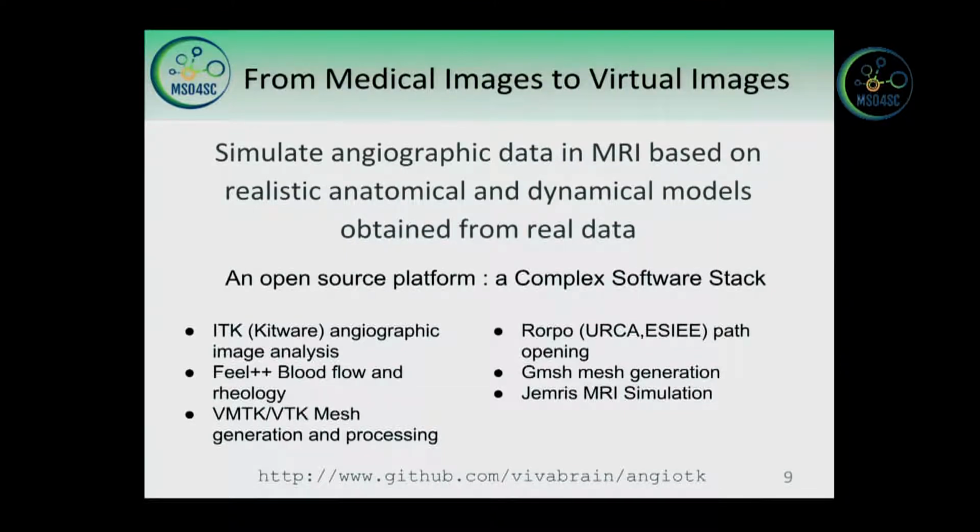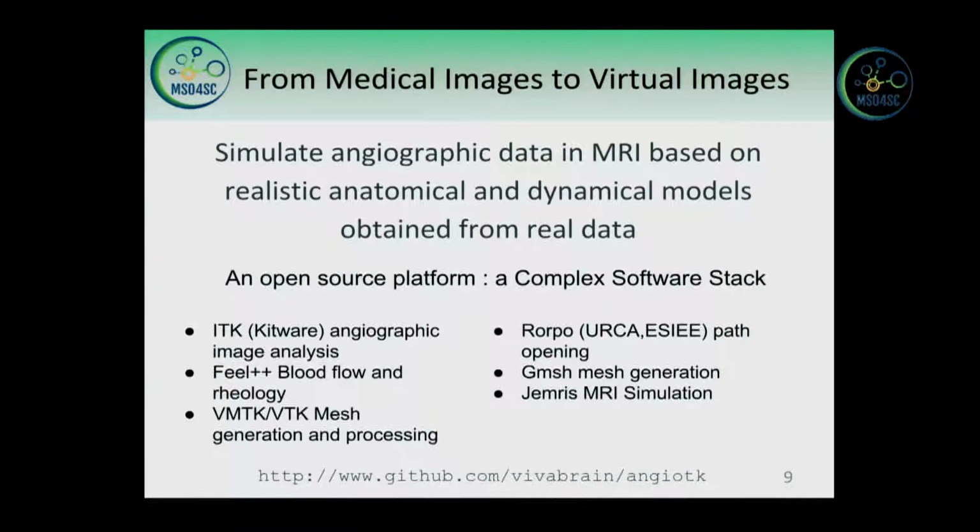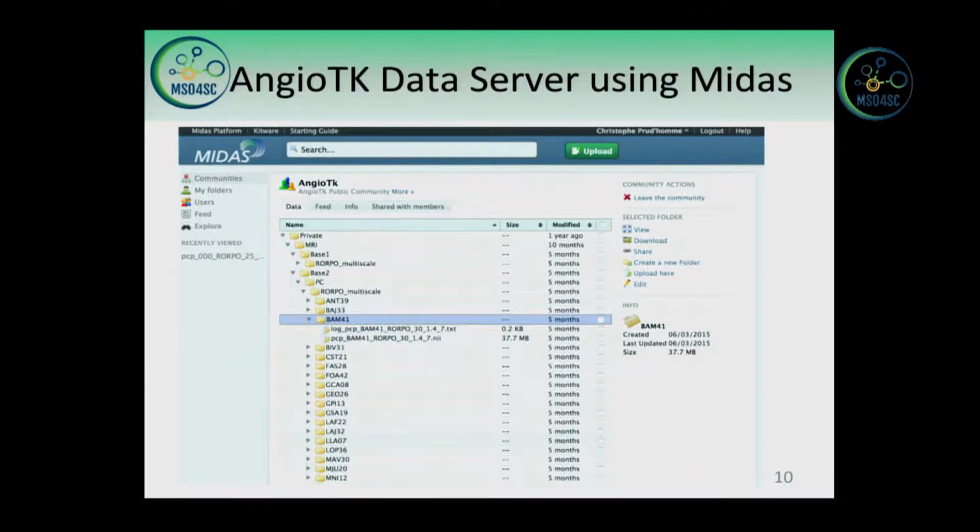So in this AngioTK platform, it's actually a tool chain, so it's a complex tool set. So we have ITK from Kitware for the angiographic image analysis, Feel++ for the blood flow, VMTK, VTK for image generation processing. Also for path opening, this is more like a filtering technique. We use another software, Gmsh for mesh generation, and GEMRIS for the MRI simulator. So you have quite a bit of steps in the application.